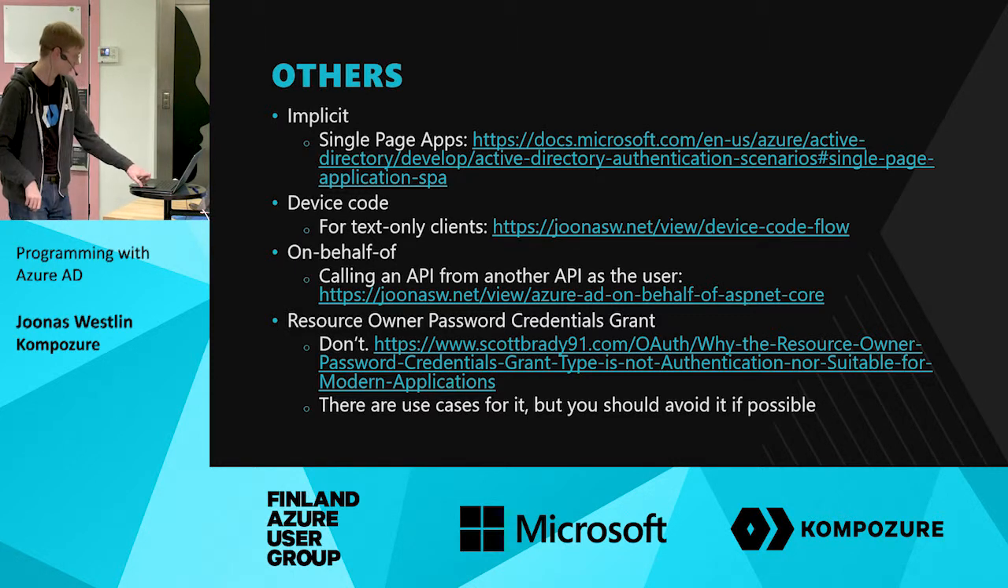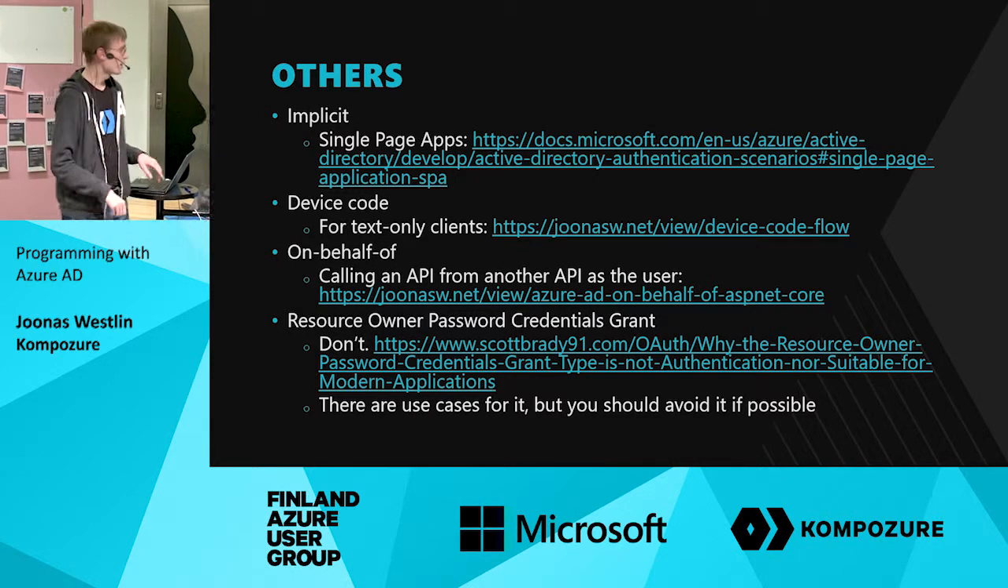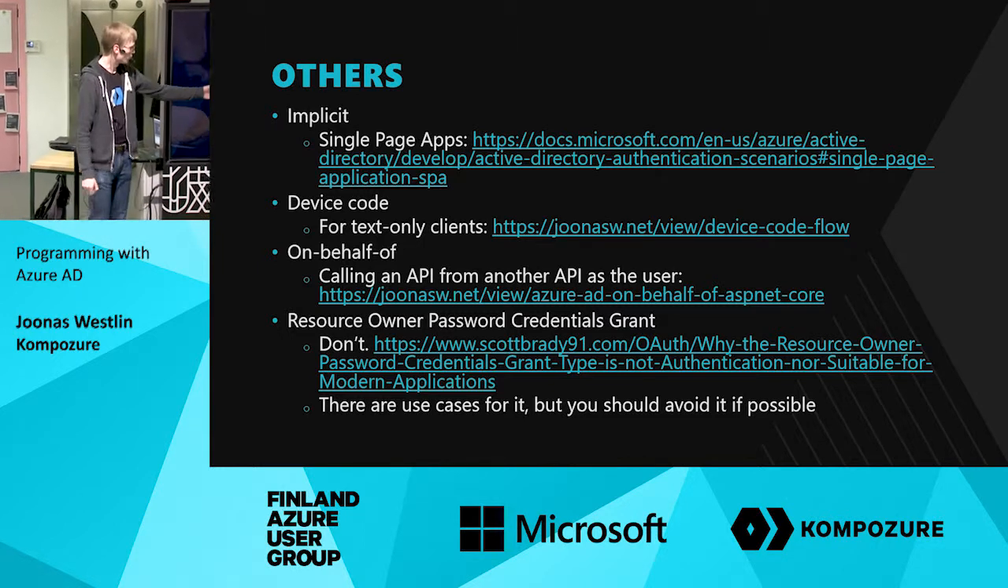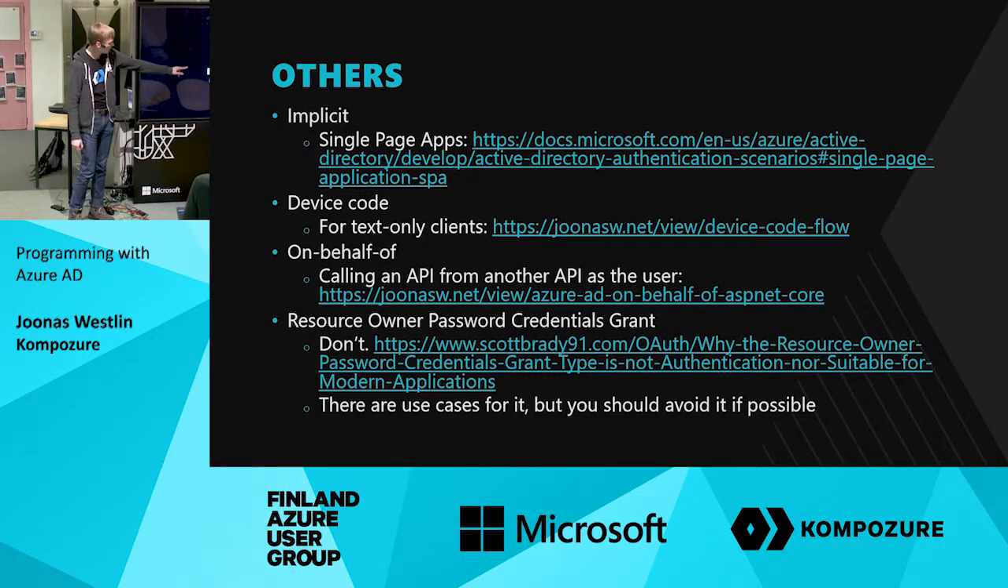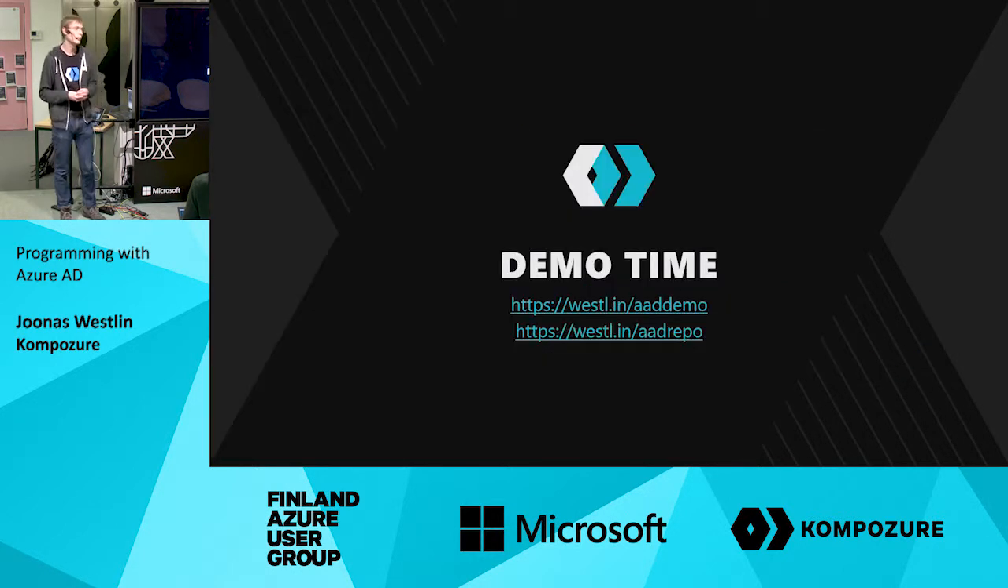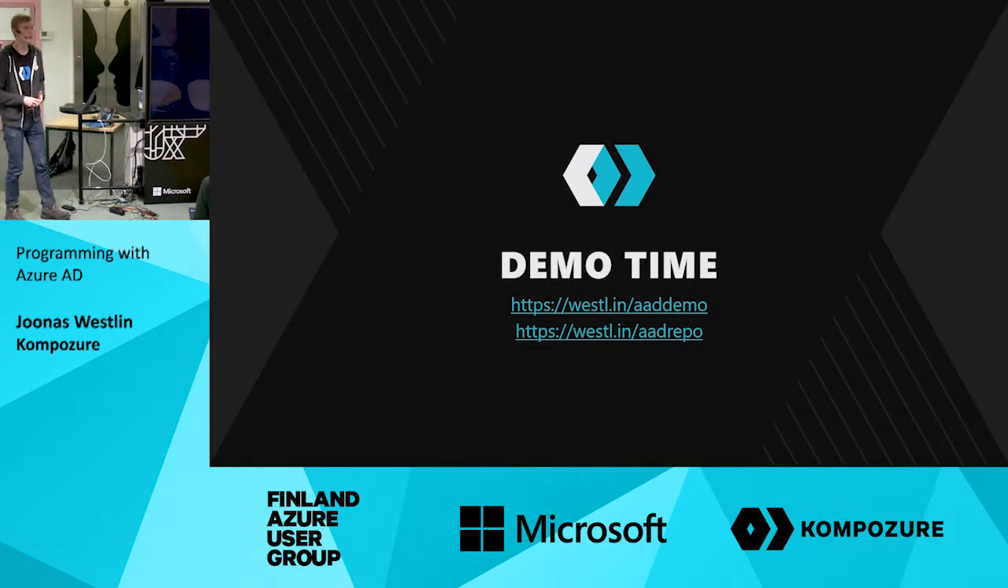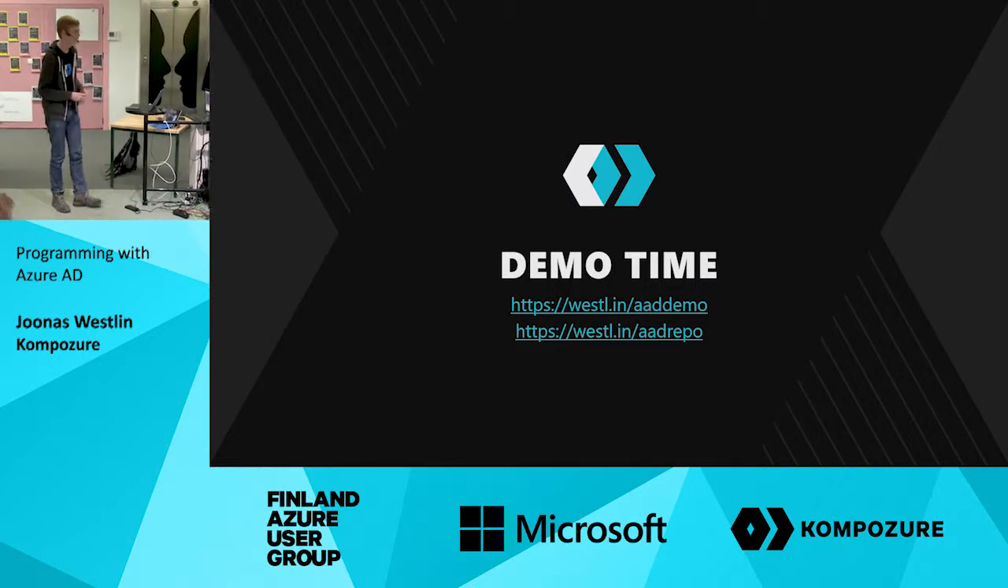All right, let's get to the demo. So I actually have a couple links here. They're using my URL shortener, westlin.in/AAD demo and /AAD repo. So AAD demo is actually a link to my demo application hosted in Azure. It's multi-tenant. So if you want to try it, you can log in with your own organizational account there and see how my app works. And AAD repo is a link to my GitHub repository, which has the source code for this demo.